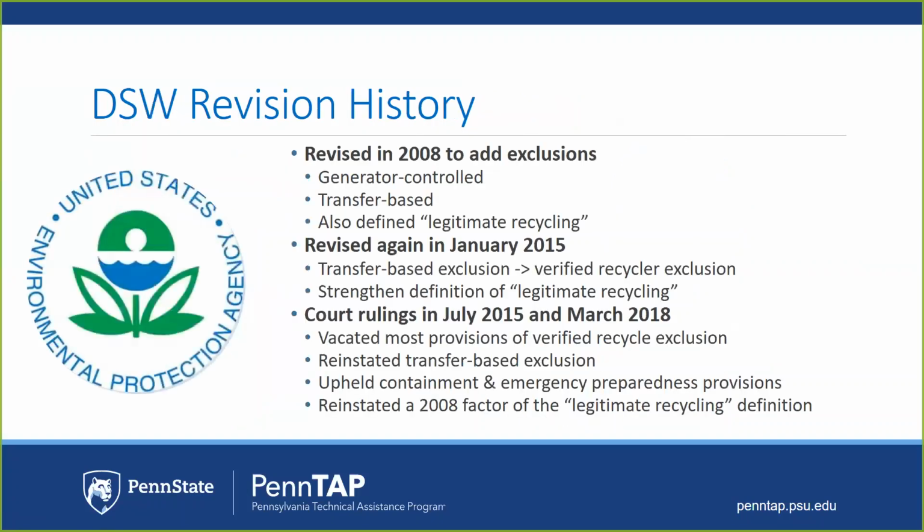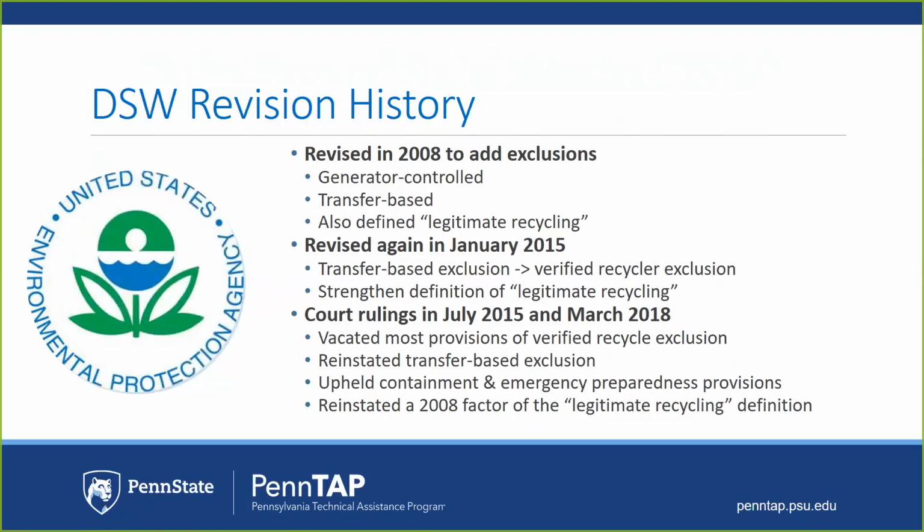The definition of solid waste has been revised several times over the past few years. The goal of the revisions has been to encourage safe and responsible recycling that benefits human health and the environment. In 2008, 2 exclusions were added to the definition of solid waste to encourage recycling. The first relates to on-site recycling and is known as the generator-controlled exclusion. The second relates to recycling performed by third parties and is called the transfer-based exclusion. The definition of legitimate recycling was also clarified.